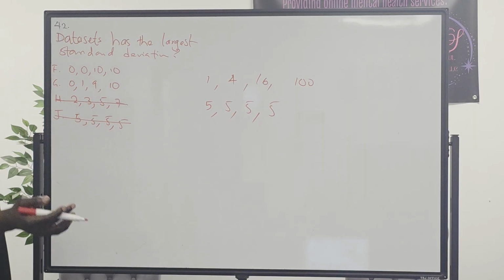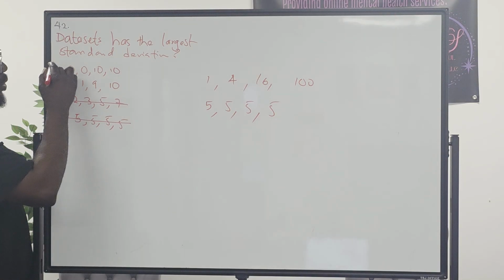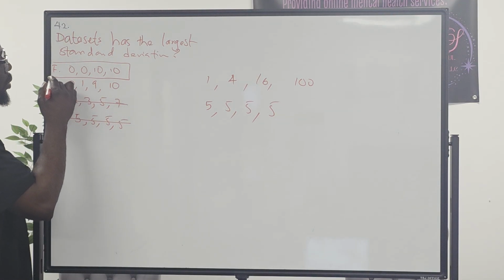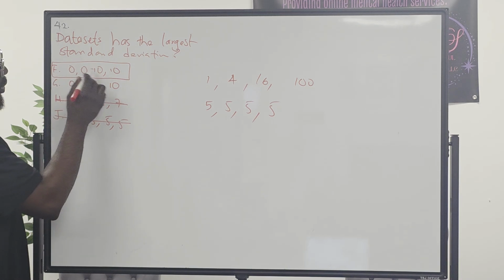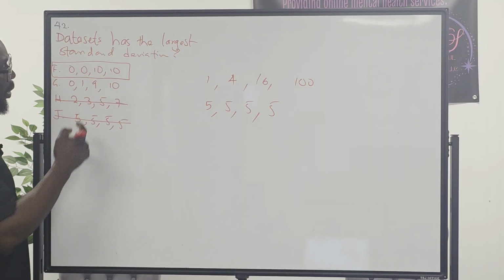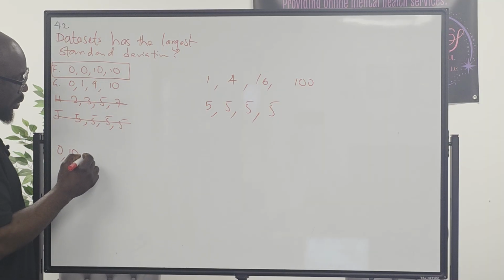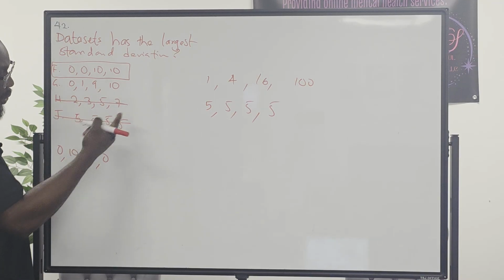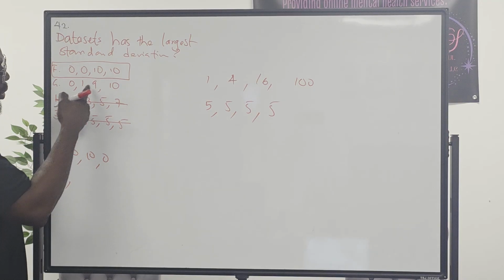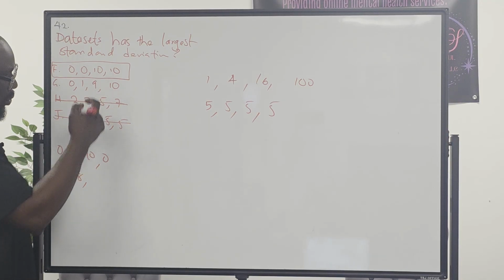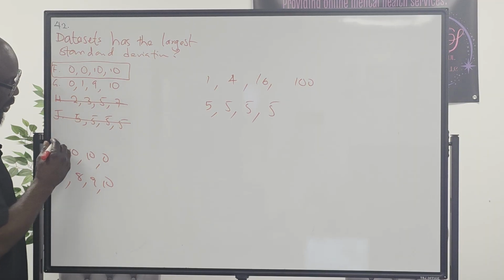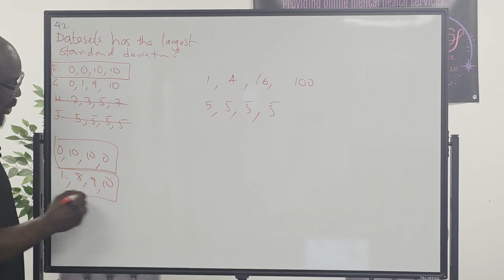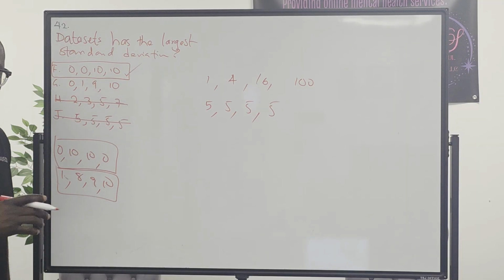This one has a bigger spread, so automatically your answer is going to be this number here. If you minus this from this, you're going to have 0. If you minus 10 from 10, 0 from 10, you're going to have 10. This from this again, you're going to have 10 and 0. Compared to this, you're going to have 1. With this, you're going to have 8. With this, you're going to have 9, and with this, you're going to have 10. So there's more spread here compared to here, and that's why we chose F as our answer.